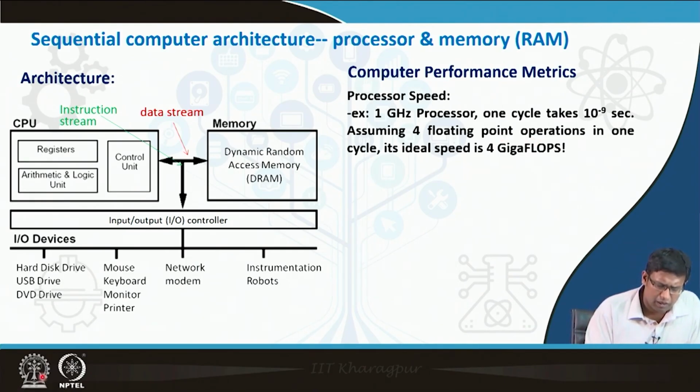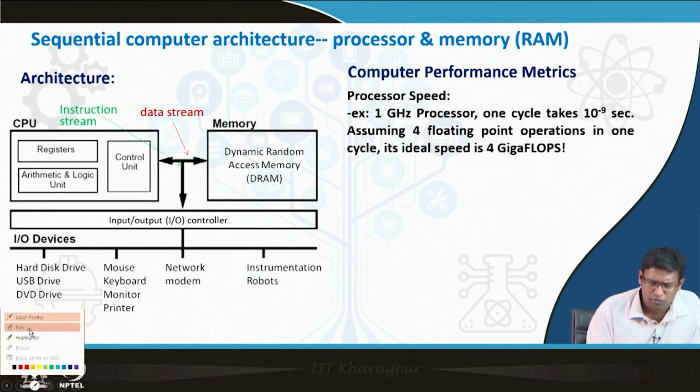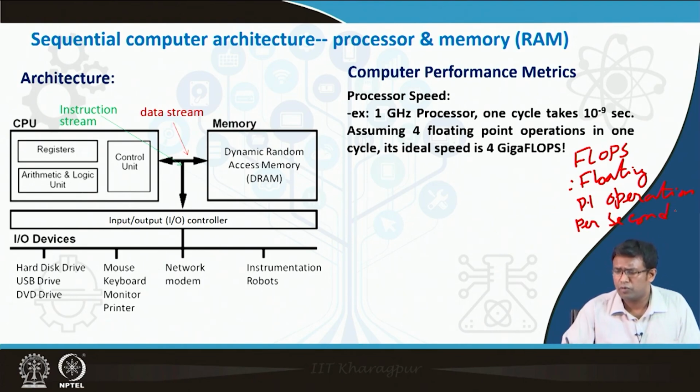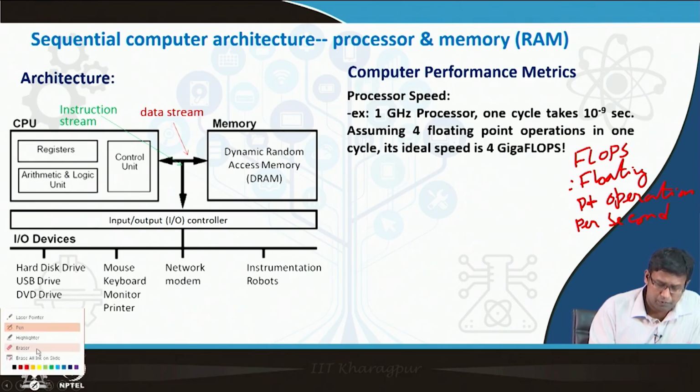Flops is one of the performance metrics here, which means floating point operations per second. In 1 second it will do operations on 4 into 10 to the power 9 floats. The speed is 4 gigaflops. Well, we actually do not get that high speed in a normal sequential computer, and we will see why.